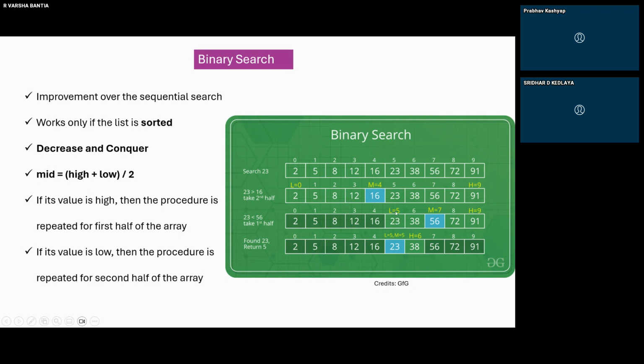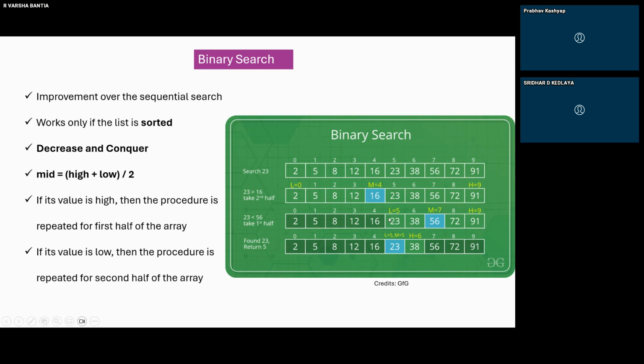I'll increase left by 1. Now my left is equal to 5. I again find the mid of only this portion. That is 5 plus 9 divided by 2. I get 7. At index 7 I have 56, which is again not equal to the key element. And 23 is lesser than 56. So I'll discard the right part.